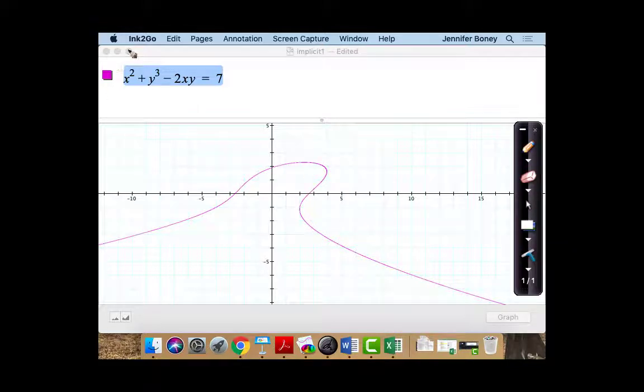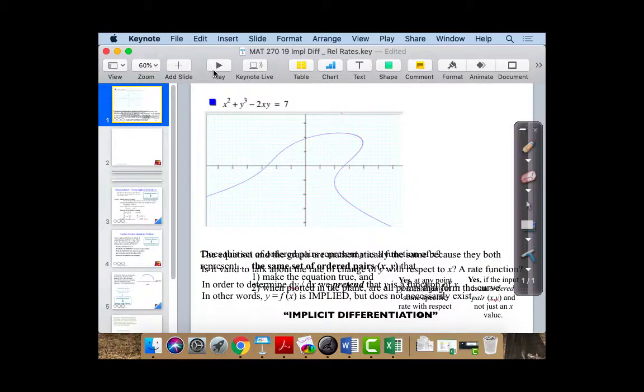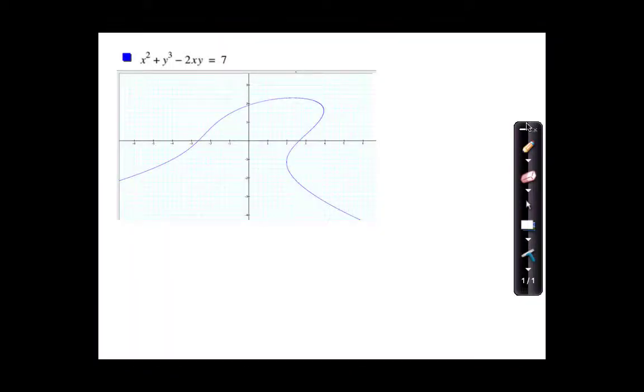So let me get this out of the way. Just open up this. Where is it? All right, so this is the graph we just saw. Scoot this guy, maybe.